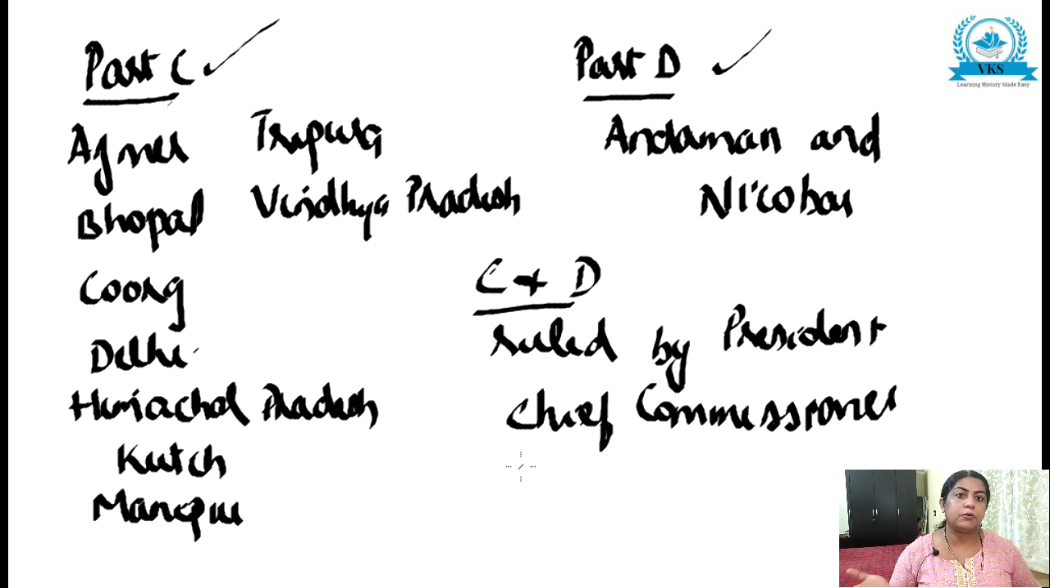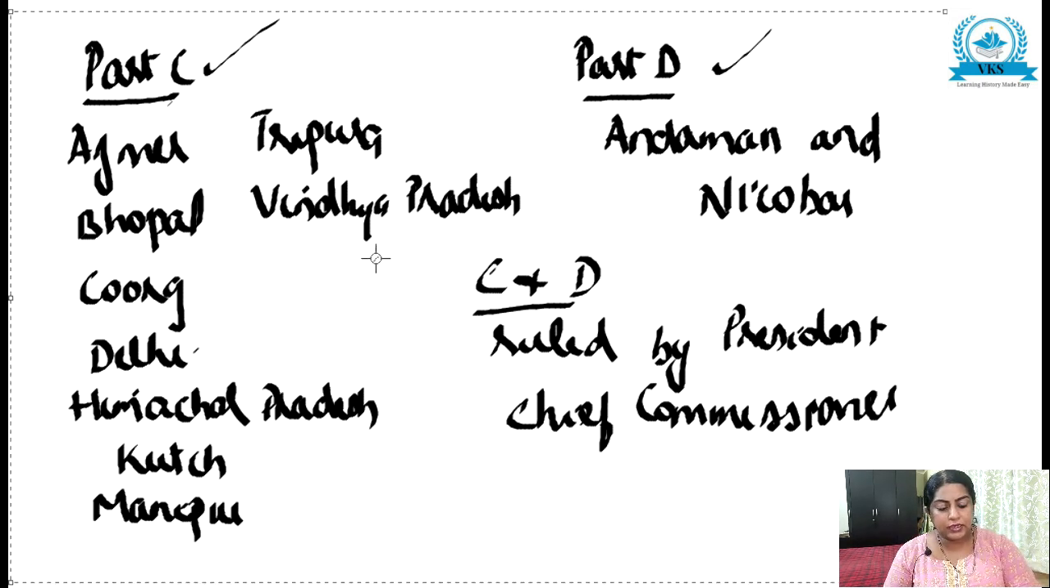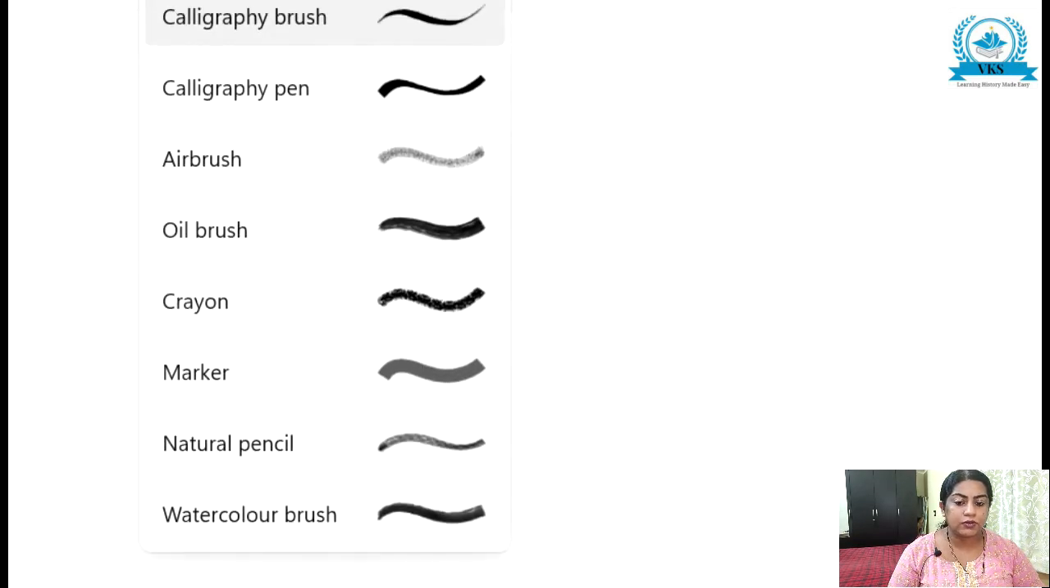Other one was former British Indian provinces and princely states, that is A and B, and part C and part D were ruled by president with the aid of lieutenant governor or chief commissioner. So this was the basic division of states, that is basic reorganization which was done after 1947. Now next topic which we are going to study is about the linguistic principles as a basis of reorganization.